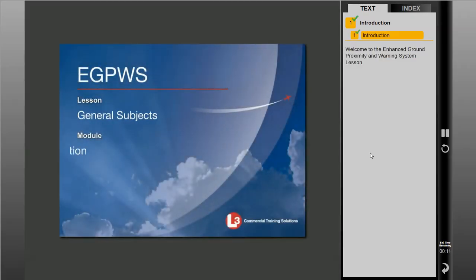Welcome to the Enhanced Ground Proximity and Warning System lesson. This lesson will teach the fundamental logic and display features of the EGPWS system.